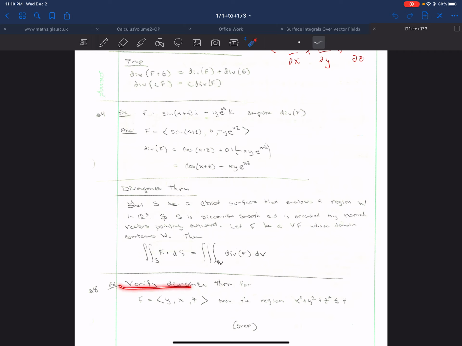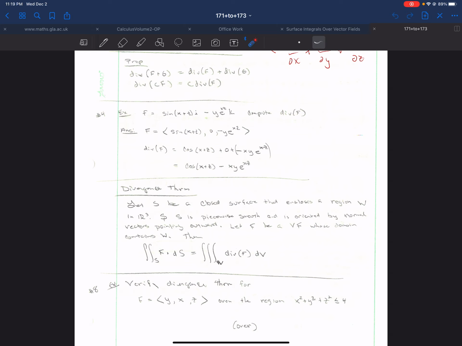So this is to verify the divergence theorem for this vector field, F is y, comma x, comma z, over this region, x squared plus y squared plus z squared less than or equal to 4. Now, x squared plus y squared plus z squared less than or equal to 4 is a sphere of radius 2 centered at the origin in three-dimensional space. And since it's less than or equal to, it's everything inside the sphere too, so it is a solid three-dimensional region.